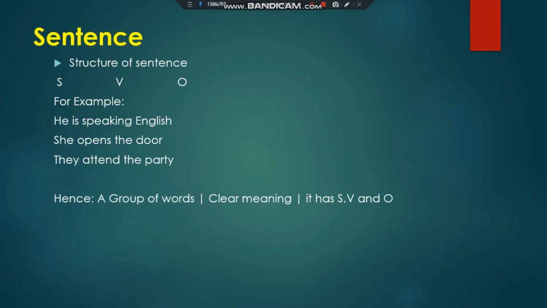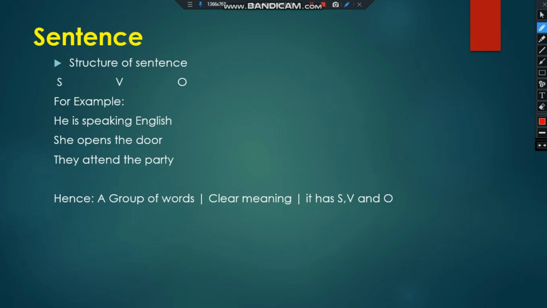this is another example: they attend the party. So it's a present indefinite tense, and we have they, which is placed in the position of a subject, and then we have the verb, and then this phrase, the party, which is used in the place of an object, right? So as we have seen, we have these different important units here: subject, verb, and object.